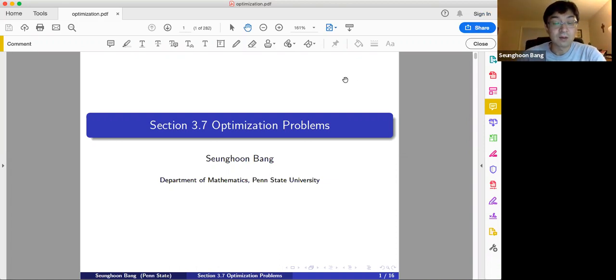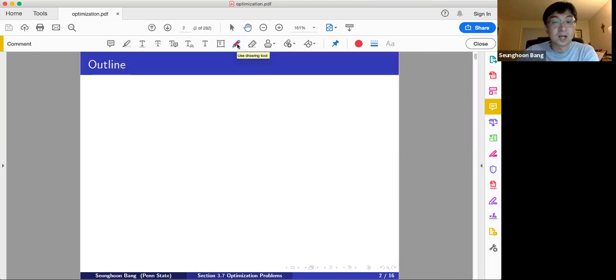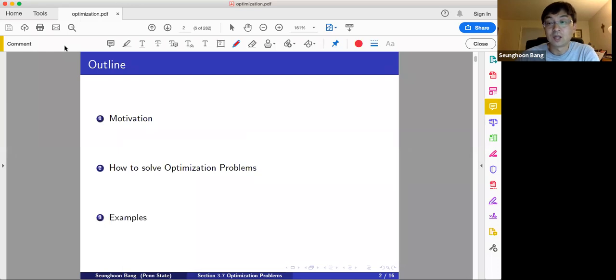Today I want to talk about section 3.7, optimization problems. This is the outline. I'm going to give you some motivation so I can let you know how we can solve optimization problems, and then I will give more examples.